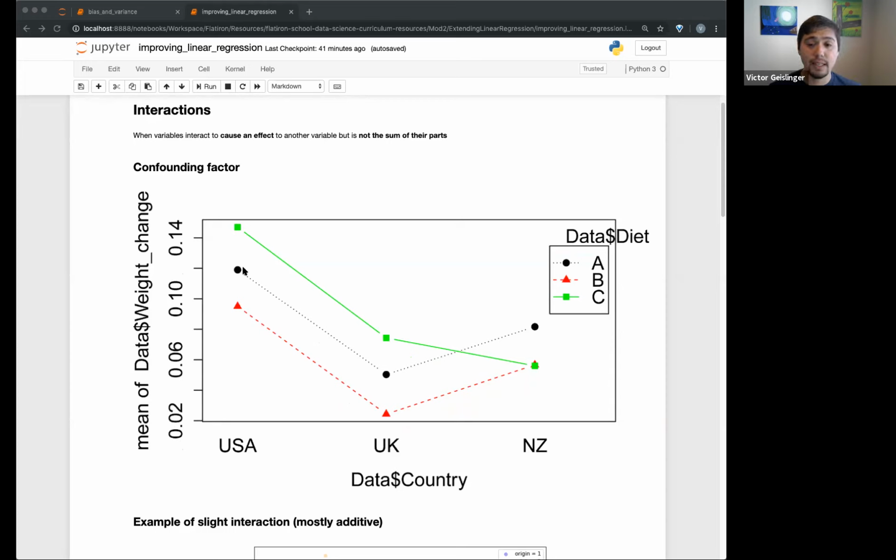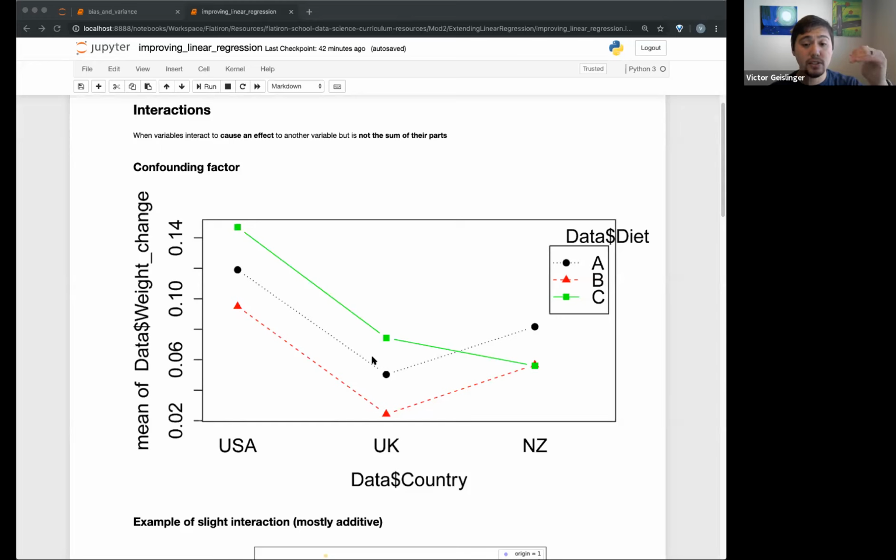And they found basically for the USA, so they tested in countries, the USA, UK, and then New Zealand. So if you look at the USA, basically diet C was the best. And then we have diet A and then diet B, right? So it goes C, A, B.